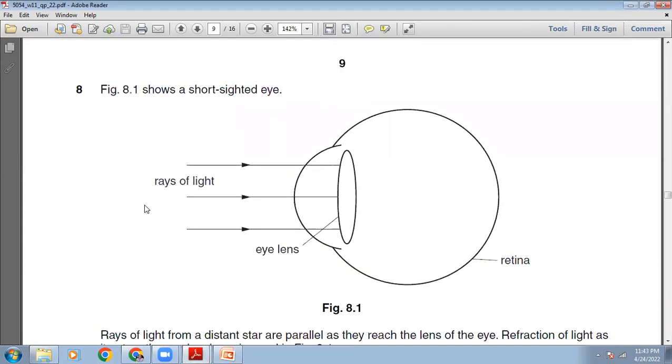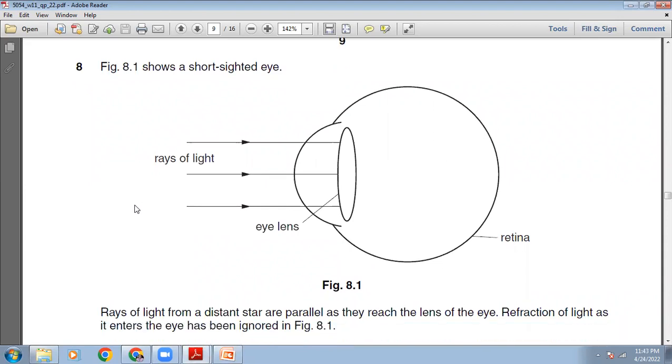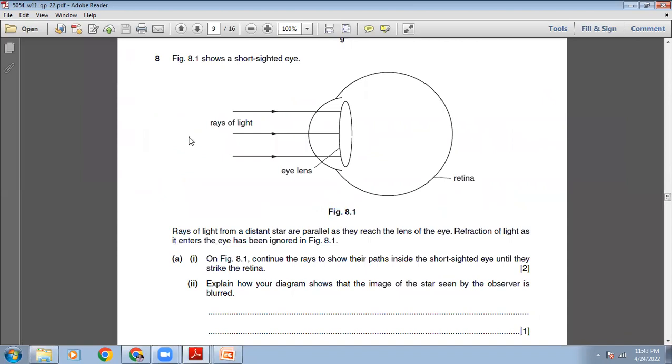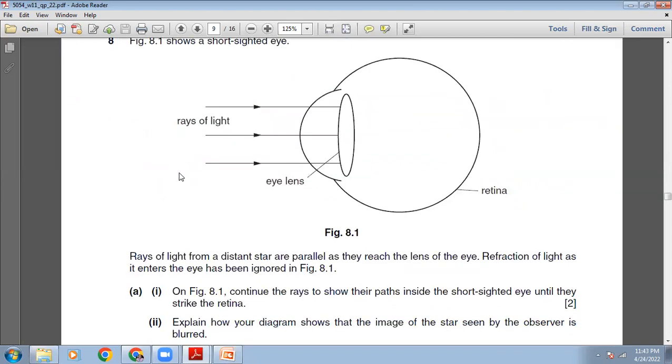He says figure 8.1 shows a short-sighted eye. Okay, a short-sighted eye means the person can see near objects, but cannot see far objects clearly. Rays of light from a distant star are parallel as they reach the lens of the eye. Refraction of the light as it enters the eye has been ignored in figure 8.1. Continue the rays to show their path inside the short-sighted eye until they strike the retina. You see, in the short-sighted person's eye, the light rays cross each other before the retina. They make the image before the retina instead of on the retina.